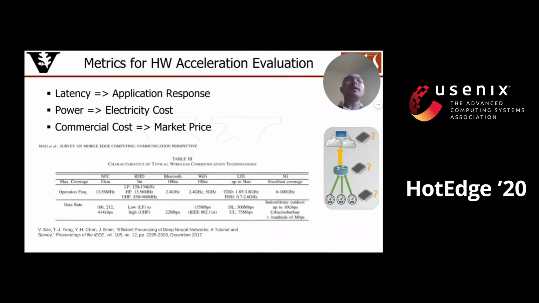So in order to measure the quality of the acceleration, we need to choose some metrics. Based on the literature we have followed so far, we choose the following three: latency, power, and commercial cost, which we believe to be the most practical and most commonly used.